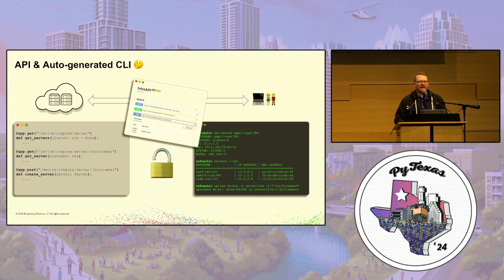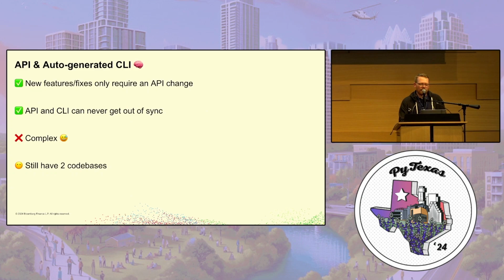It was at this point that we had an idea. We're already planning on maintaining good API docs for other API clients. So what if the CLI commands were just based on the API documentation? With this model, the CLI would generate its commands by simply reading the docs every time it starts. So when your CLI is auto-generated, new features and fixes only require an API change. And because of this, the API and CLI can never get out of sync.